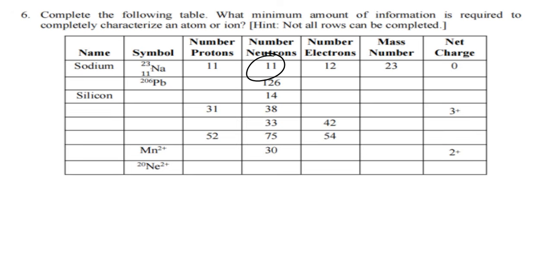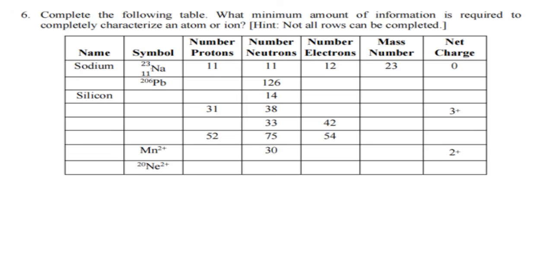So I think there was a mistake on the first one. Why? Because we can't have a net charge of 0 if the protons are 11 and the electrons are 12. We are seeing an excess there. We can't have that scenario. So the first one was not really complete.